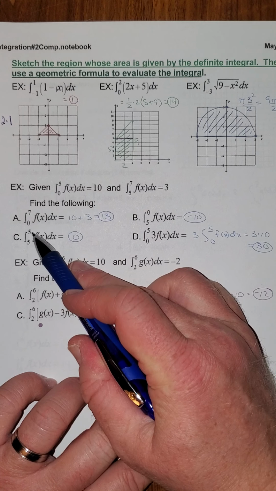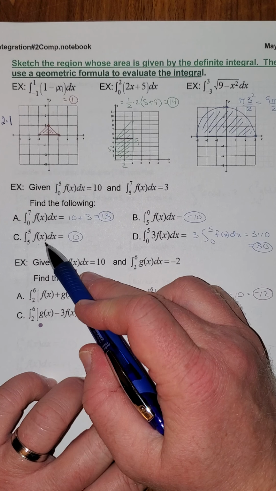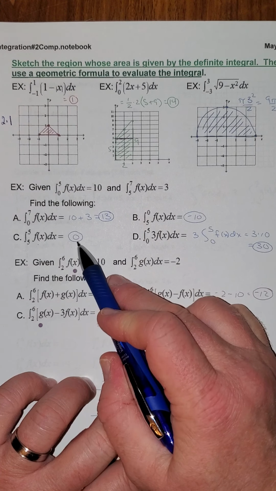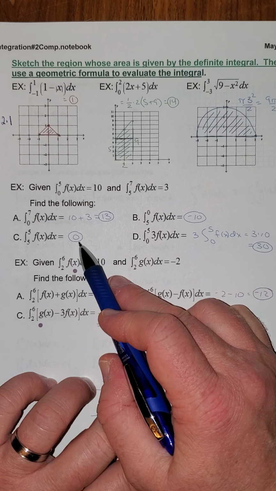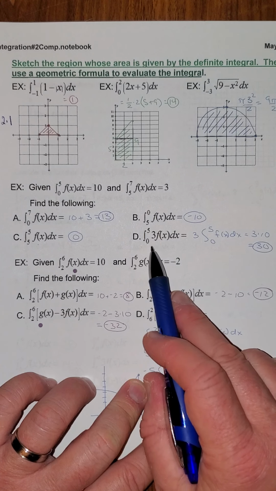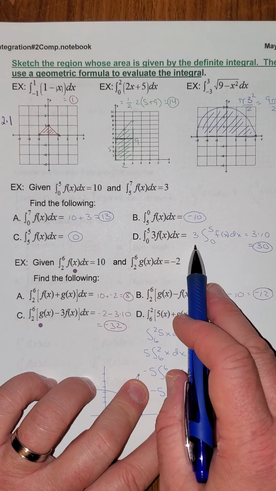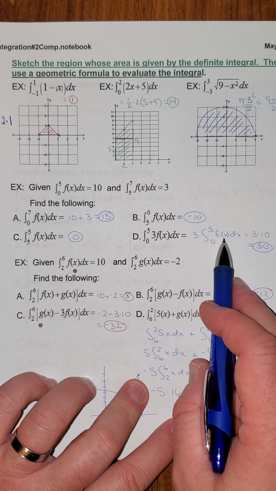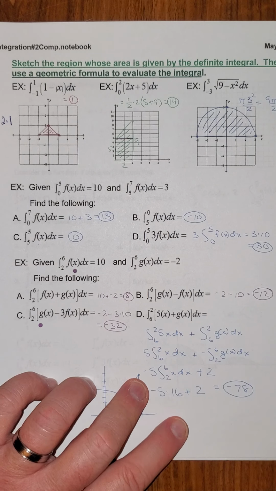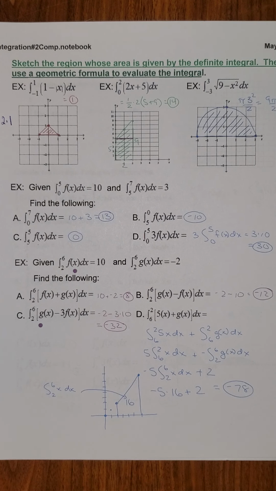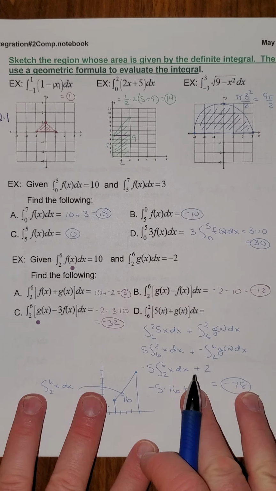What's the integral from 5 to 5 of f of x dx? Well, if I go from 5 to 5, I didn't cover any area. Okay? From 0 to 5 of 3 f of x dx. Well, it's 3 times the integral from 0 to 5 of f of x dx, so it's just 3 times 10. Gives me 30. A few more here.